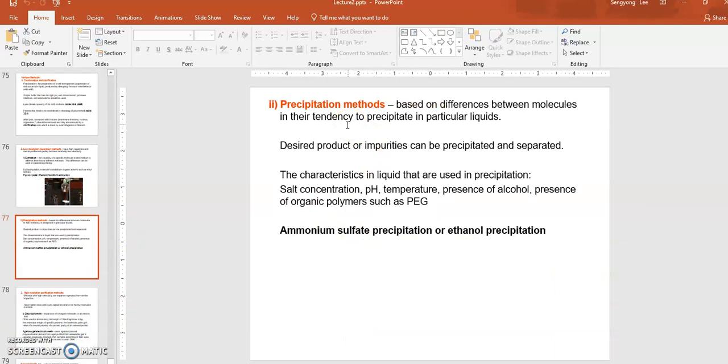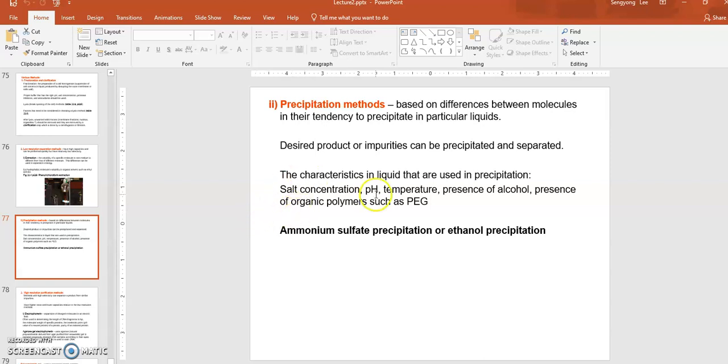Number 2 low resolution method is called precipitation. It's based on the difference between the molecules in their tendency to precipitate in a certain solution, particularly liquid. Precipitate means what? They are not dissolved, they are coming down as a pellet. So this desired product or impurities can be precipitated out from a solution. Maybe you can increase the salt in your solution, then contaminants may come out as pellet or precipitates while your protein may still be in the solution, or it could be the other way around.